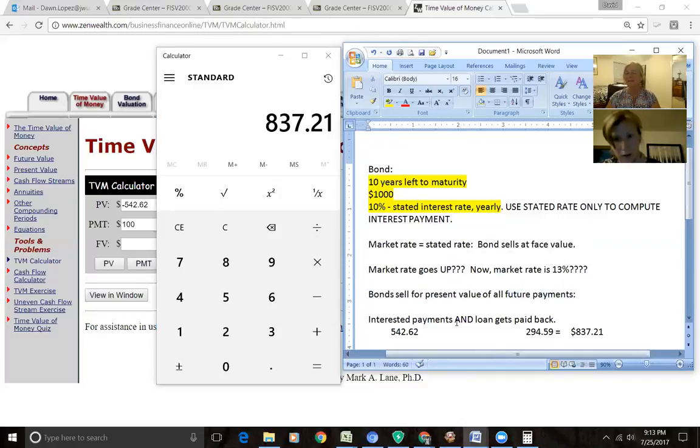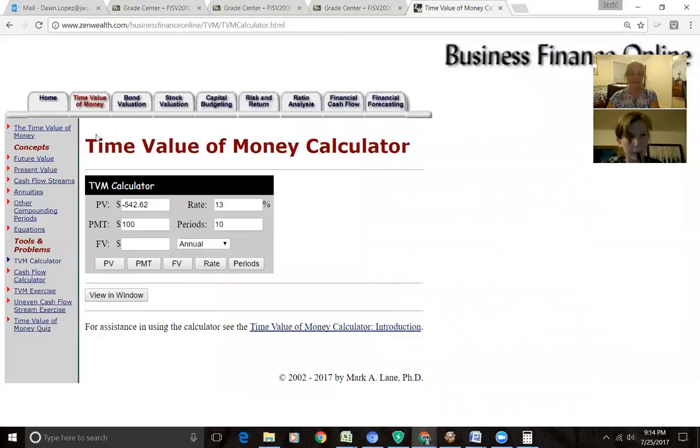Does that make sense what I did? Yeah, can we go back real quick to how you computed the interest rate? I get the part where it's $1,000 times the 10%, then that gets you $100. Yes. And then on the time value calculator, you input that. Yes.